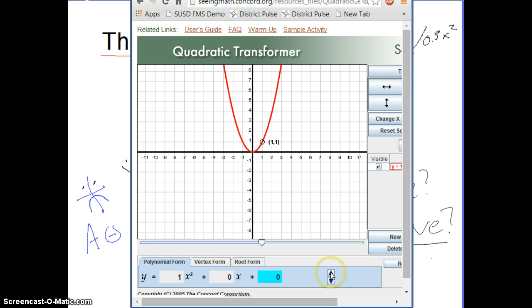I can make c positive, and I'm going to move the parabola up. In other words, the y-intercept is increasing until it hits right here. The y-intercept is increasing until the parabola is now at 6. Nothing else about the parabola has changed. I'm simply moving the parabola up. And now I'm going to move the parabola back down again. Back to 0.